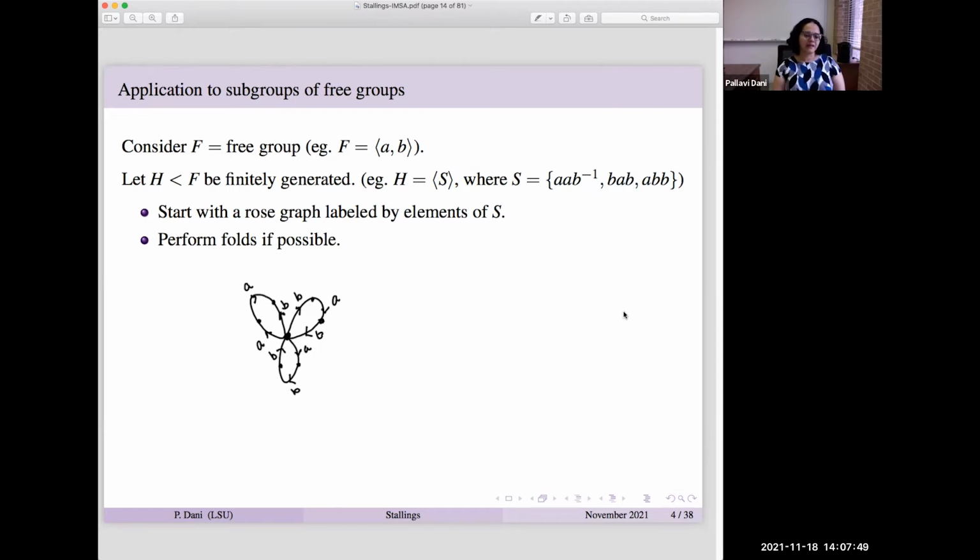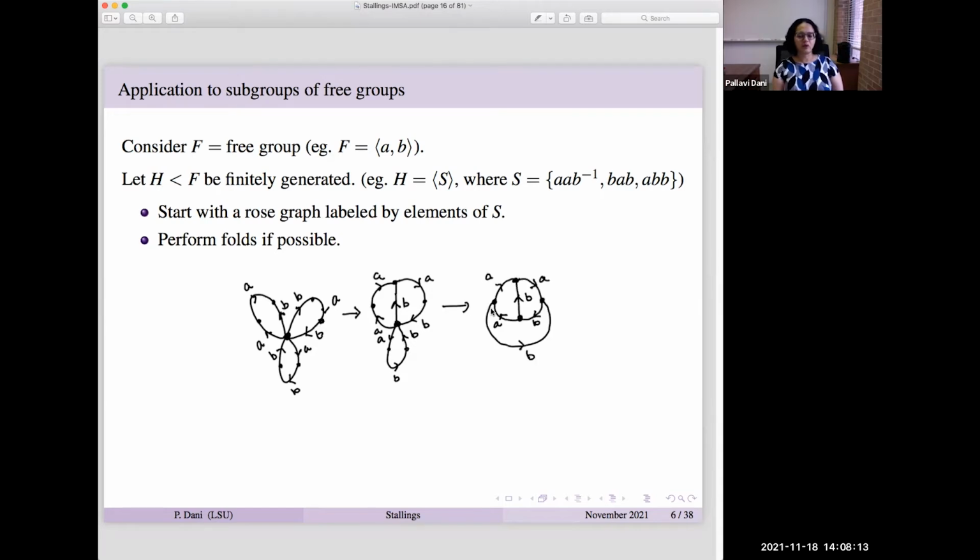In this example, I see that over here from this vertex, I have 2 different edges labeled B coming out with the same orientation, and so they can be folded. That's what I have in my second picture. Then again, there are some more folds you can perform. You have 2 A's coming out of the same vertex and 2 B's coming out of the same vertex, again with the same orientation, and so again you can fold those.